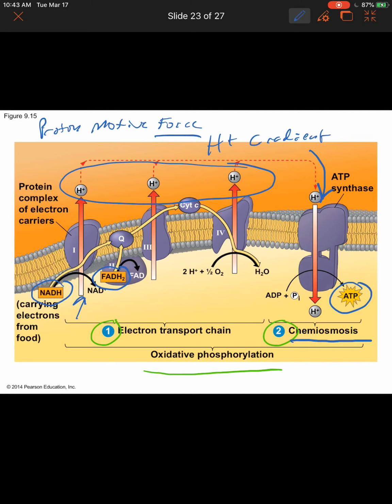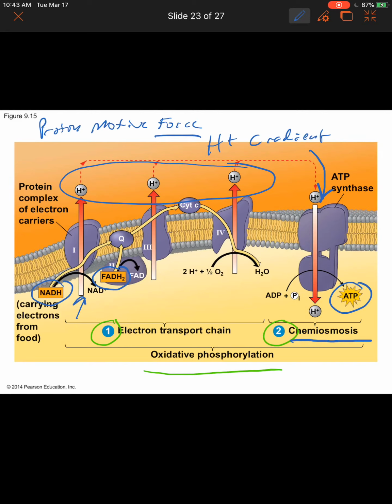So, overall then, during the whole process of aerobic cellular respiration, energy has flowed in the following sequence. It's gone from glucose to then NADH and FADH2 to the electron transport chain, stored temporarily as a proton motive force, and then finally to ATP.